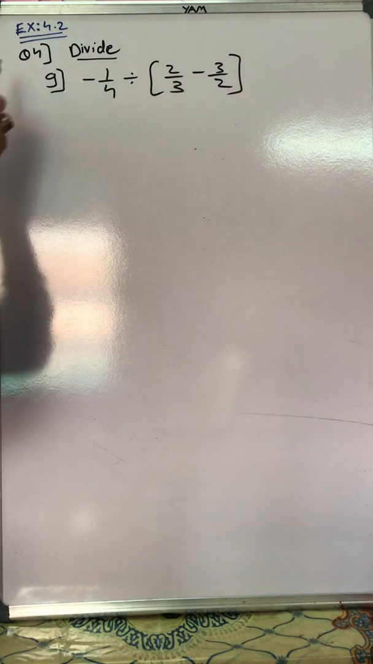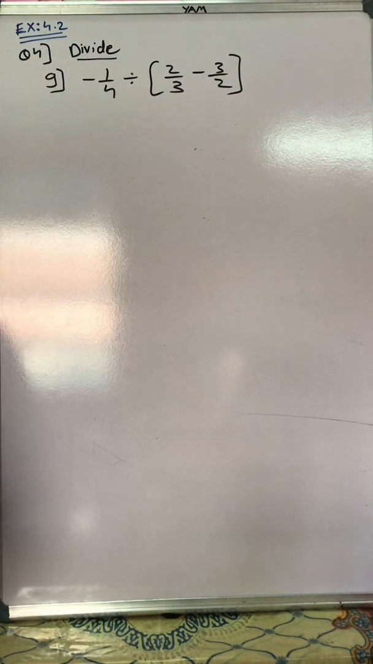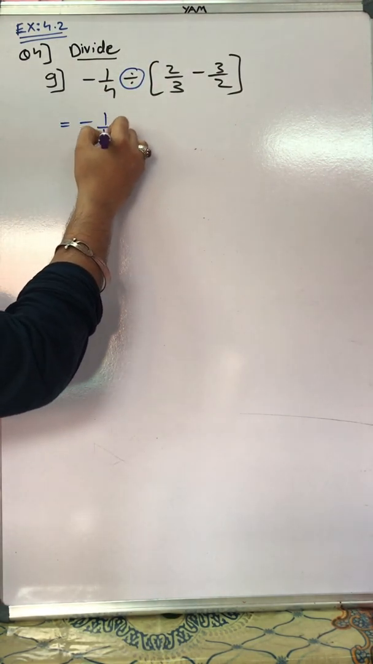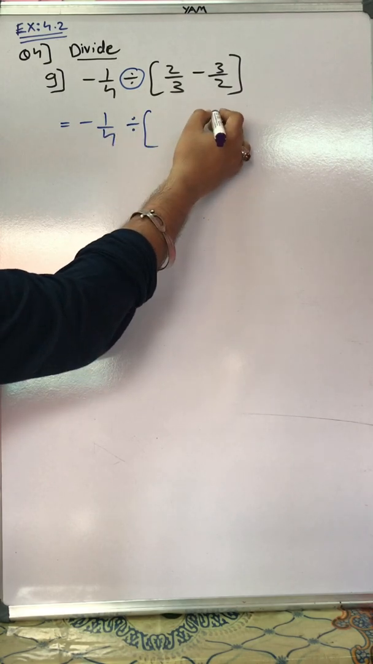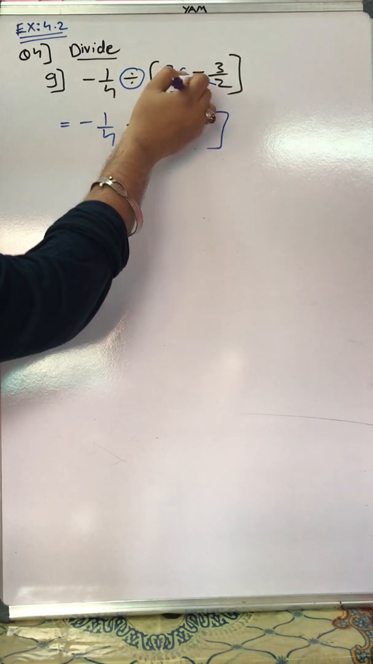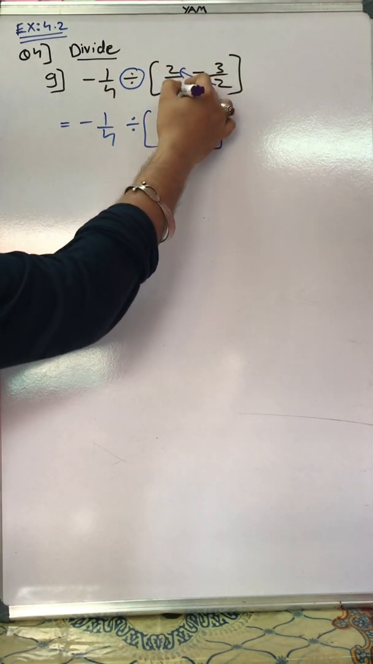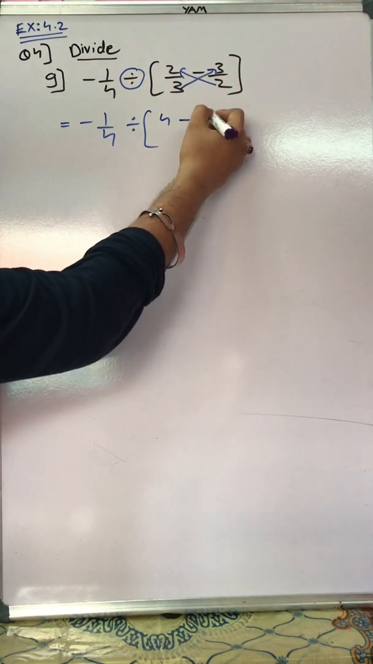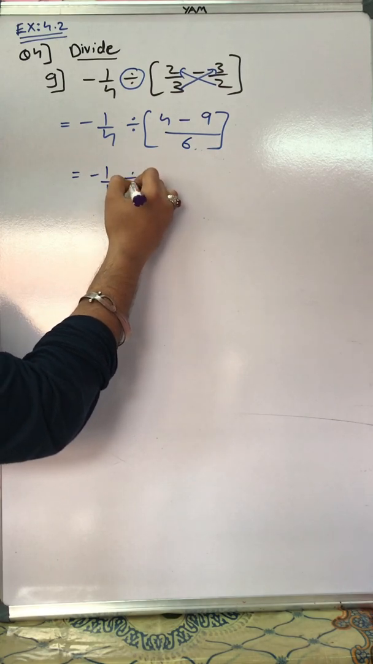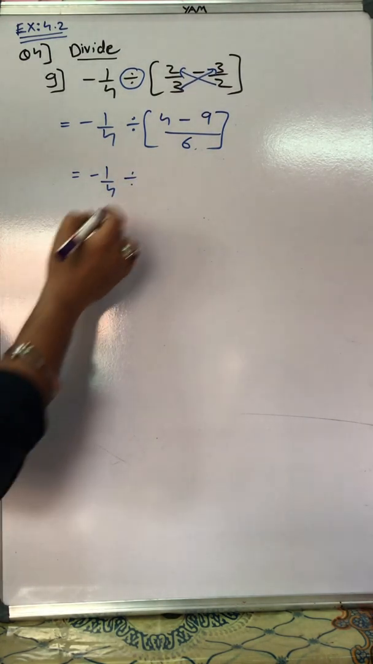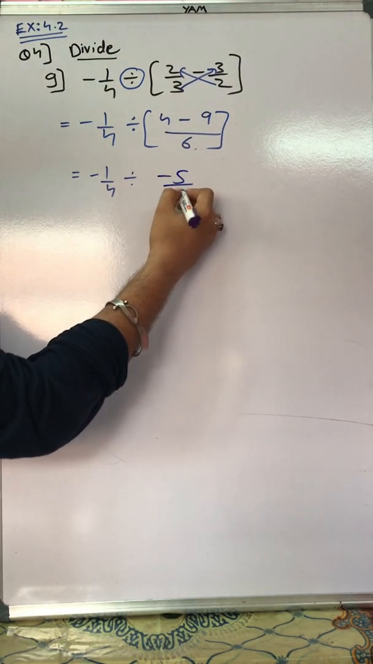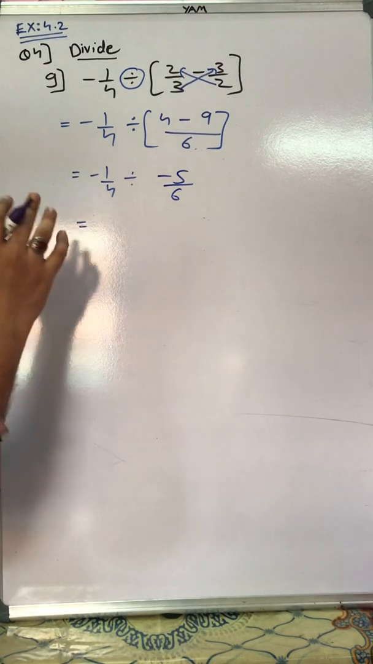Now the next question, question number 4, it's division. We just have to divide. We have this division symbol over here. So let's start. Minus 1 upon 4 divided by this square bracket. So that means first I have to solve the square bracket. It's very same. 2 twos become 4 minus sign, 3 threes become 9 upon 3 twos are 6, is equal to minus 1 upon 4 divided by 4 minus 9. 4 minus 9 becomes minus 5 upon 6.